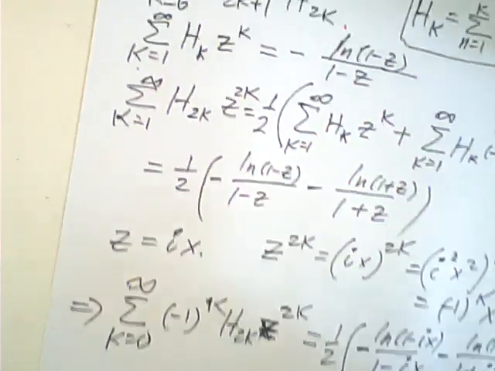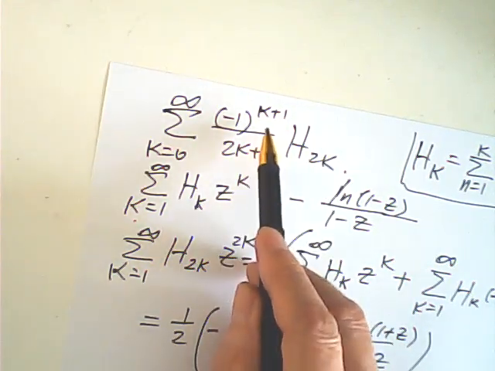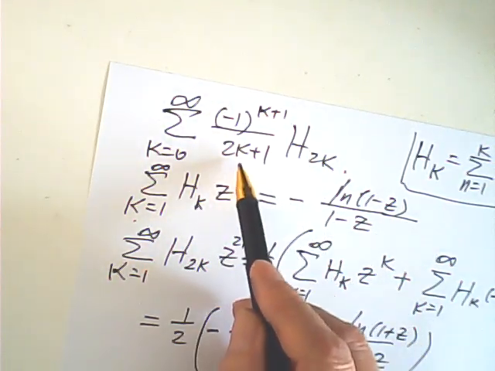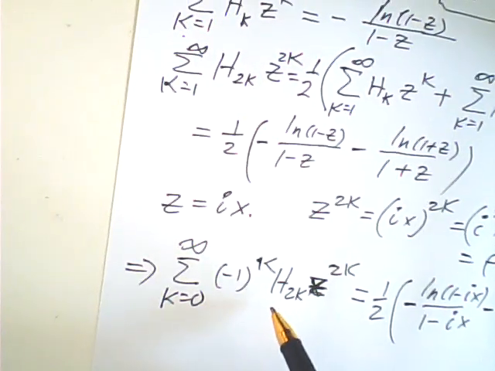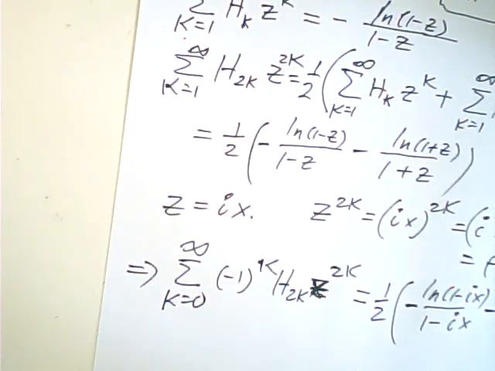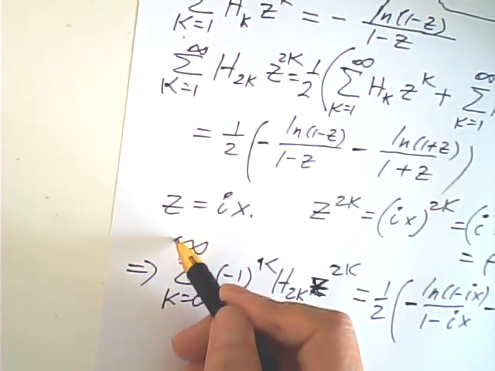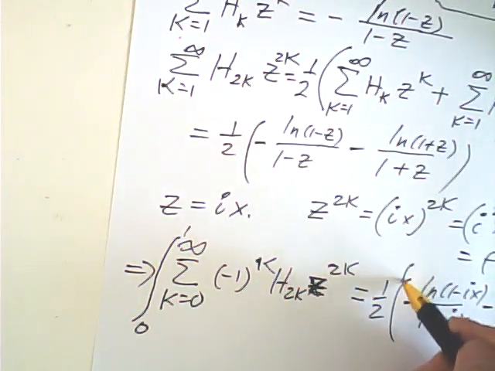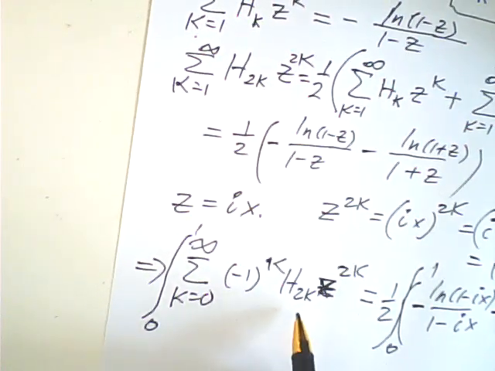Okay, we solved the problem of the even number. We solved the problem of alternating. Now we need the denominator 2k plus 1, so we have to create the denominator 2k plus 1. This could be done easily when you integrate from 0 to 1, then I get a denominator.